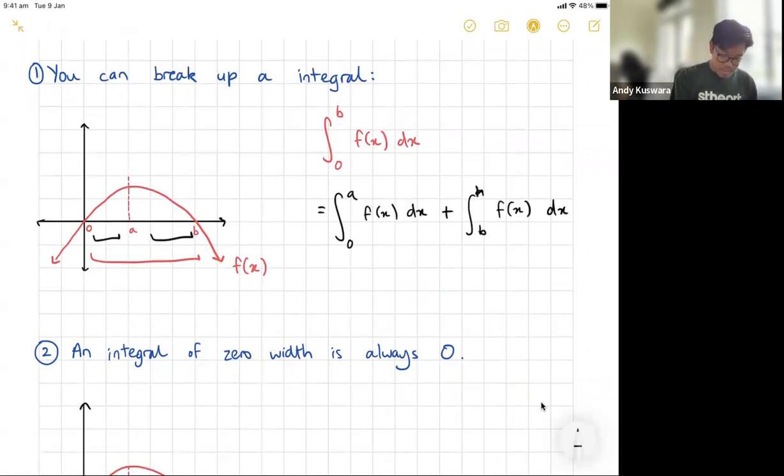Sorry, I should have gone the other way around, b, a, right? Bigger numbers always on top. Right, so that there is an example of how you can break up an integral. It may come in handy if you've got a difficult integral or you just want to find bits and pieces, you can break it up, okay?